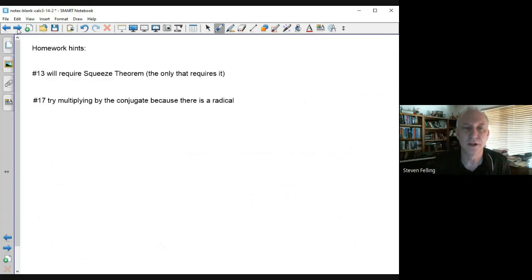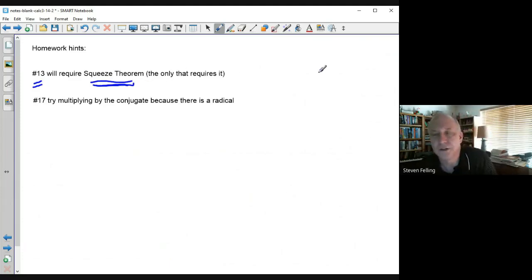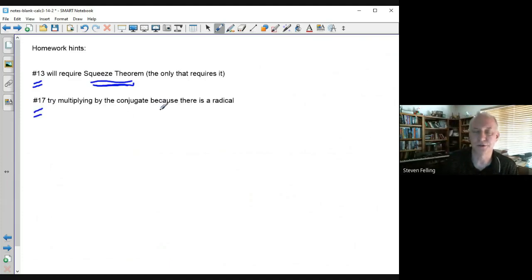All right. Couple of hints for homework tonight. Number 13, it's the only one that's going to require the squeeze theorem, right? All the other ones you should be able to just do by path checking, okay? And then for number 17, you can try a conjugate because there's a radical. Let me take a quick look at number 17 just to see if I can show you what that looks like.